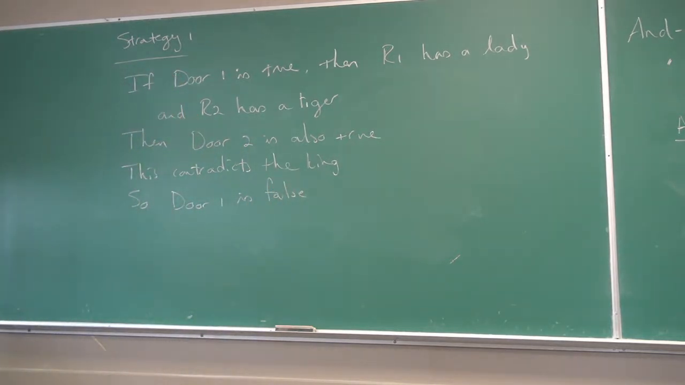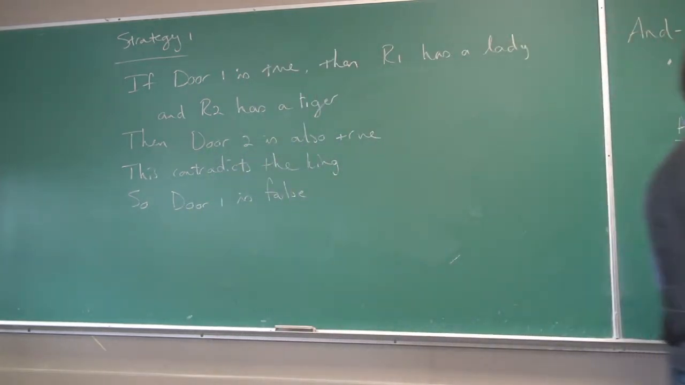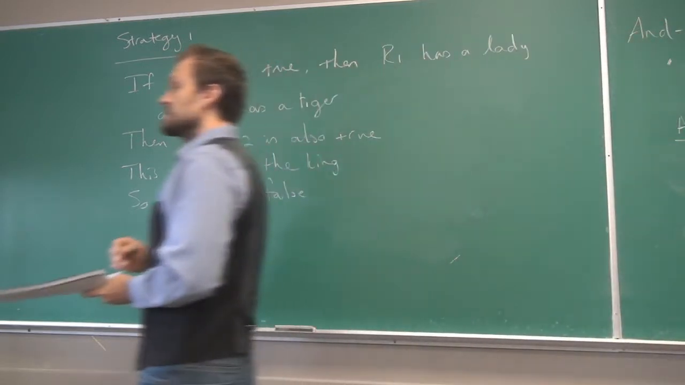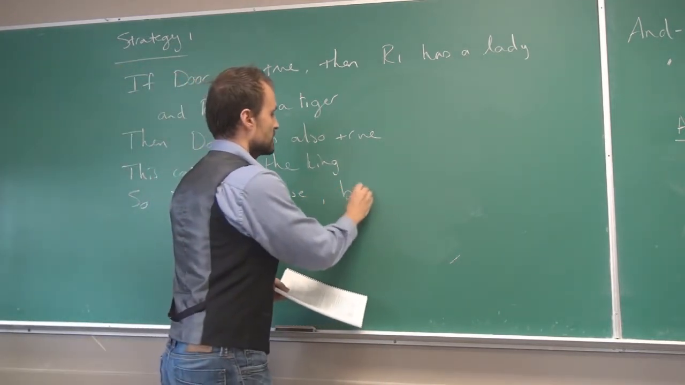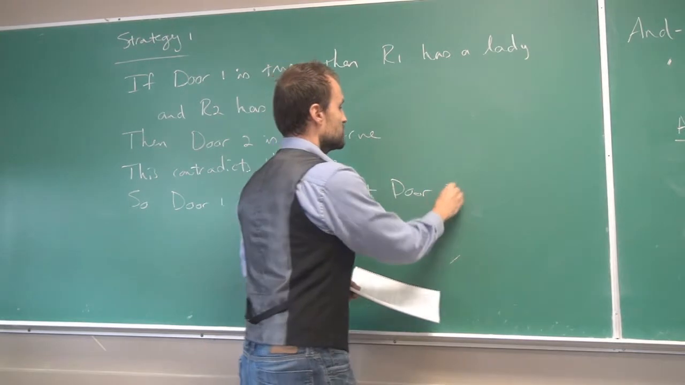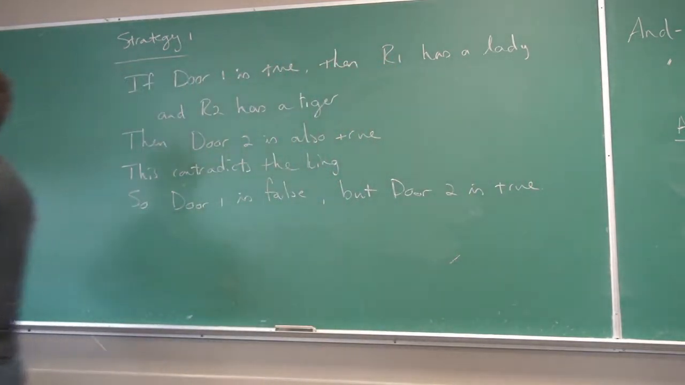Now what did door 1 say? Door 1 said, in this room there is a lady, and in the other room there is a tiger. That's not true. But the king says one of the signs is true. So door 1 is false, but door 2 is true. Because the king said one of them is true. So if it's not door 1, it has to be door 2. Stop me at any time if you're not following what's happening.